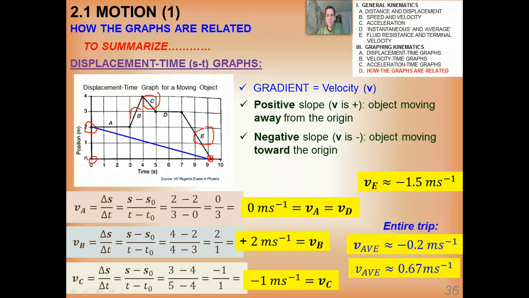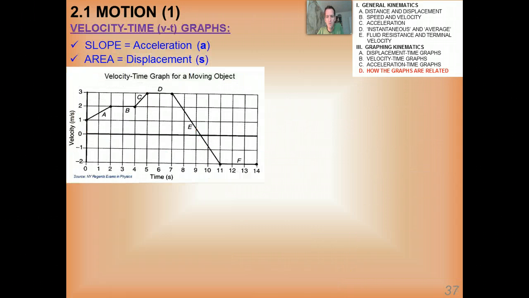Okay. All right, for the entire trip, I get an average velocity, which is the slope of the blue line, is negative 0.2 meters per second. The average speed, I got 0.67 meters per second, which is the total distance over the total time.